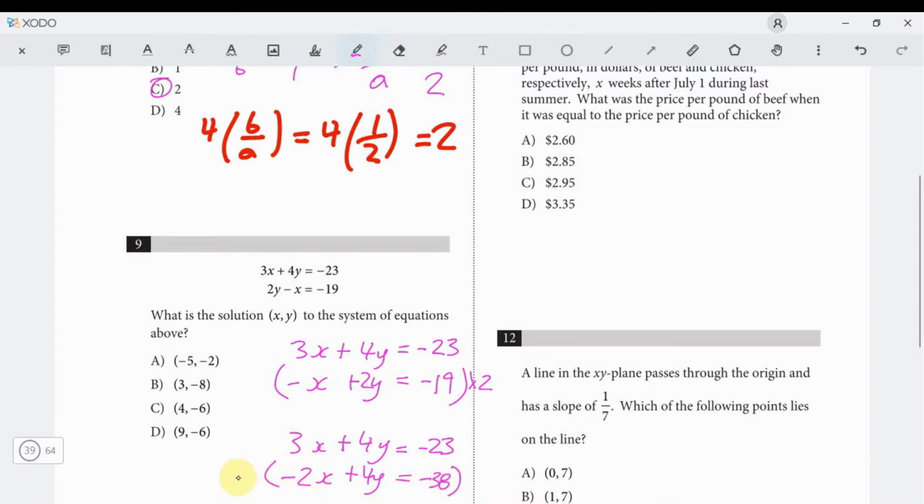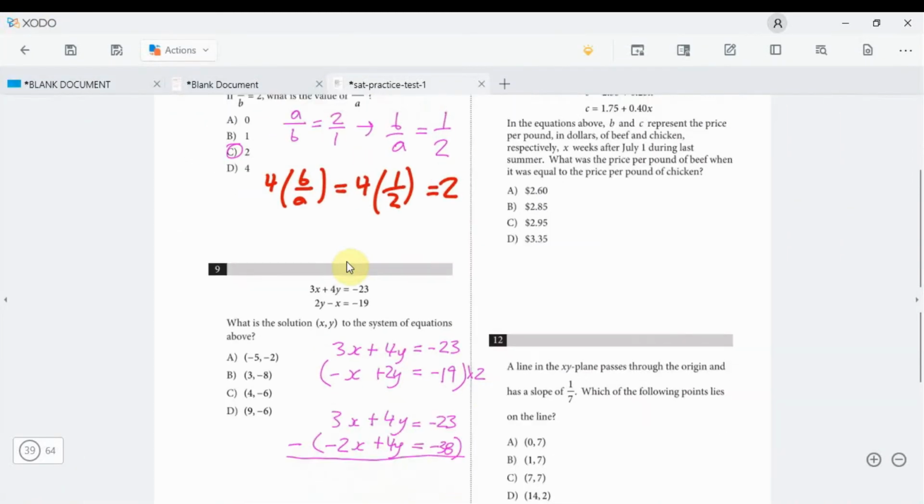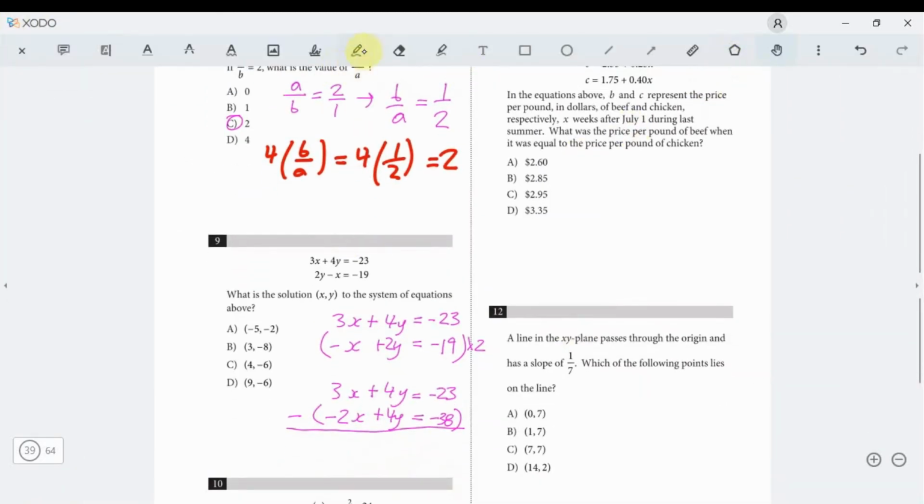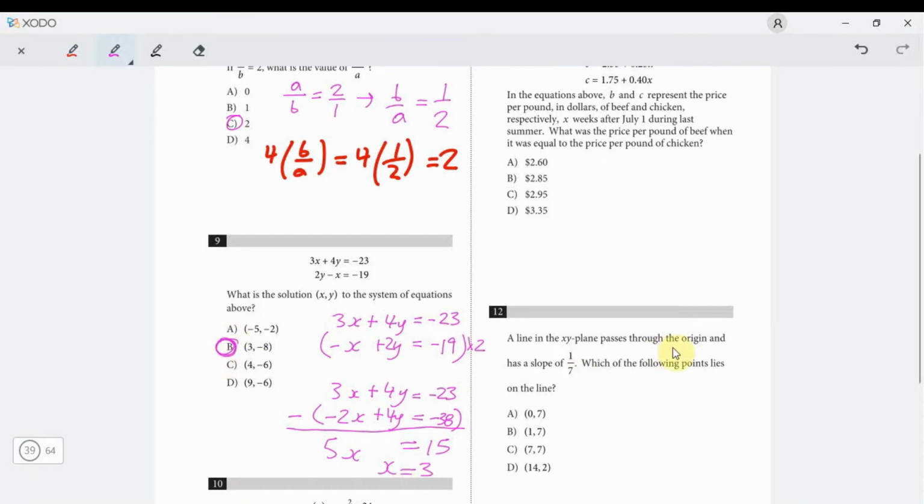In that case, now we can subtract the two equations. It becomes 3x minus negative 2x, which is 5x, equal to negative 23 minus negative 38. Minus and minus become plus, so 38 minus 23 is equal to 15. Divide both sides by 5, so x equals 3. There's only one answer with x equal to 3, so you finish. Easy. You didn't even need to find y because there's only one answer with 3.